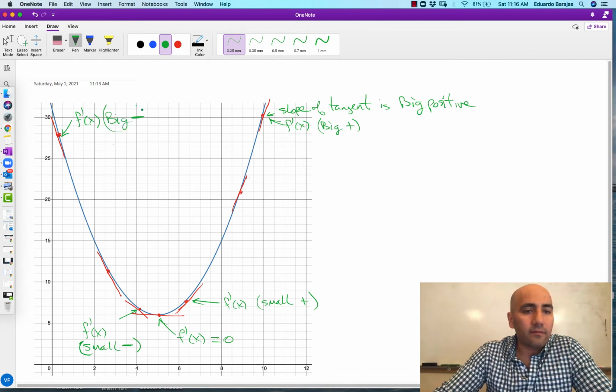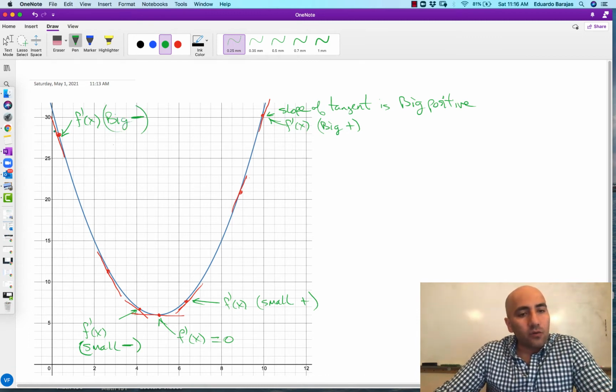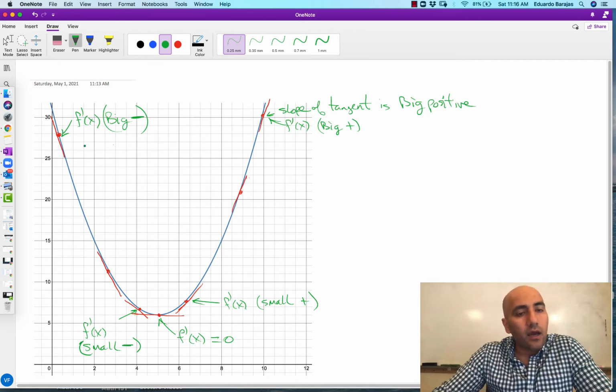Okay, so the pattern we want to point out is that as we travel along the underlying curvature from left to right, the way we read, we see that the first derivative is changing from a big negative to a small negative to 0 to a small positive to a big positive.